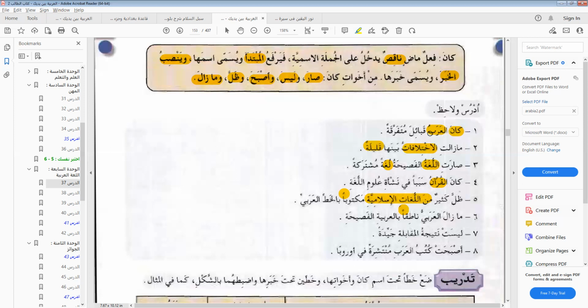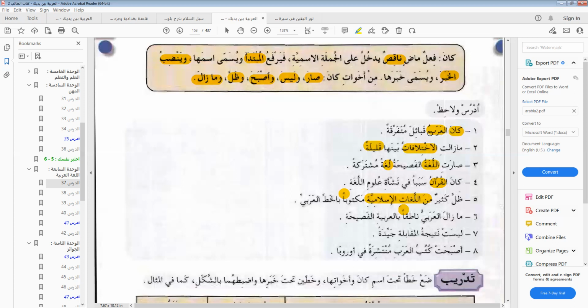So here you have mazalat al-ikhtilafatu. There still exist ikhtilafat, differences of opinion or disagreements, bainaha, between them, qalilatan, a few. The disagreement is few. Bainaha, that is baina the communities. Mazalat al-ikhtilafatu bainaha qalila. Simple. So that's how you use mazalat.